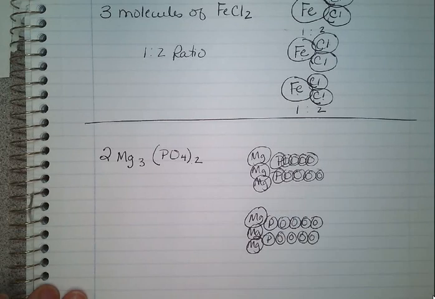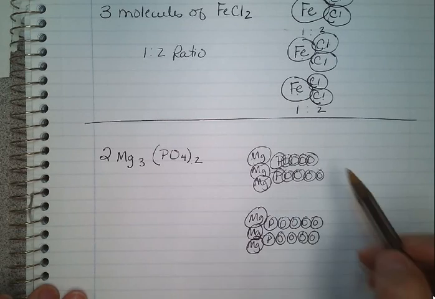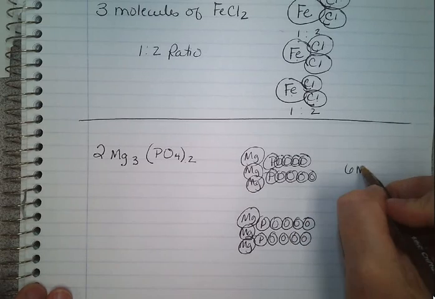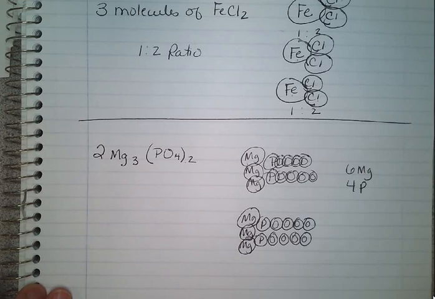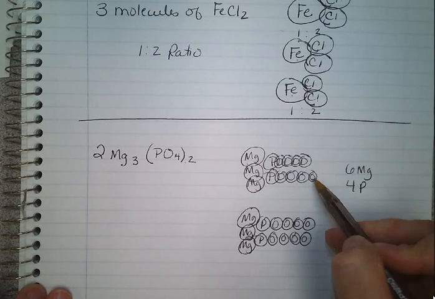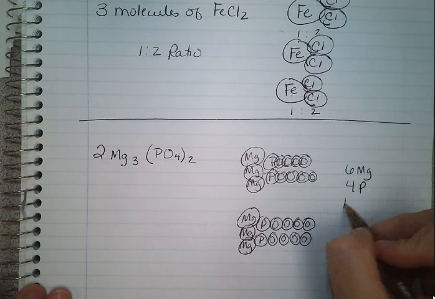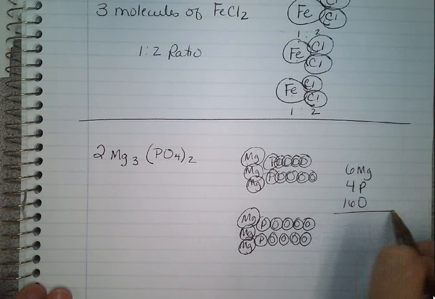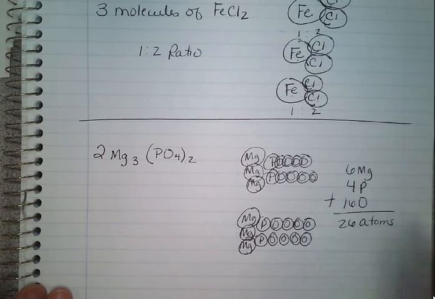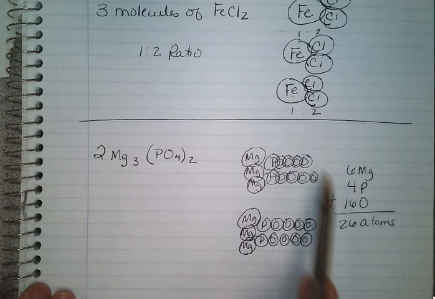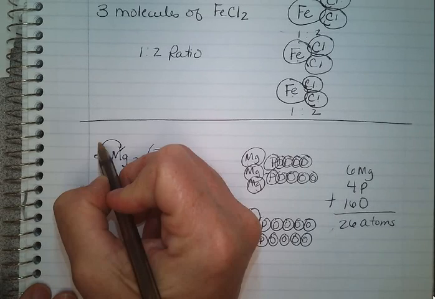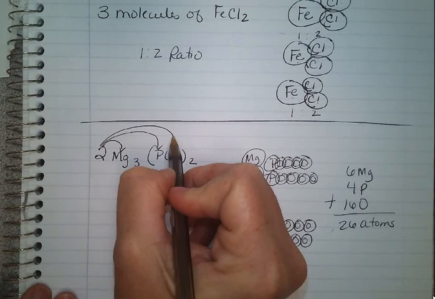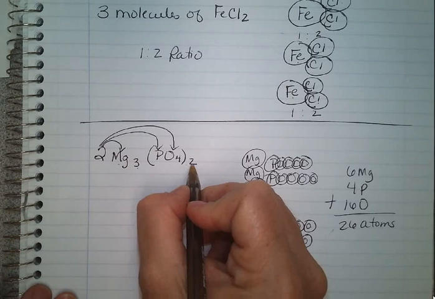So I can count all these out and I can say, okay, how many atoms? I have 6 magnesium atoms. I have 4 phosphorus atoms. And I have 4 plus 4 plus 4 plus 4, so that's 16 oxygen atoms. And so I have a total here of 26 atoms. Okay? Now, I can do this mathematically without having to draw all this. This 2 goes to the magnesium, the 2 goes to the phosphorus, and the 2 goes to the oxygen. This 3 only stays with this magnesium. 2 goes to the phosphorus, 2 goes to the oxygen.